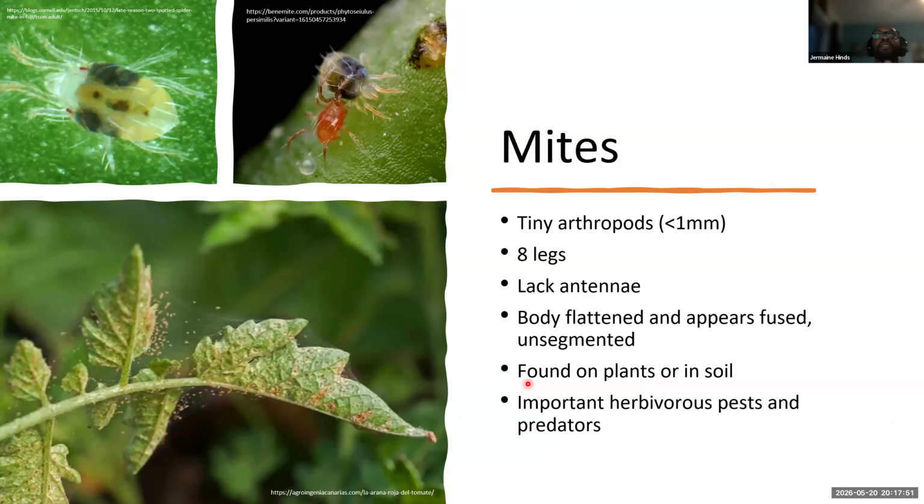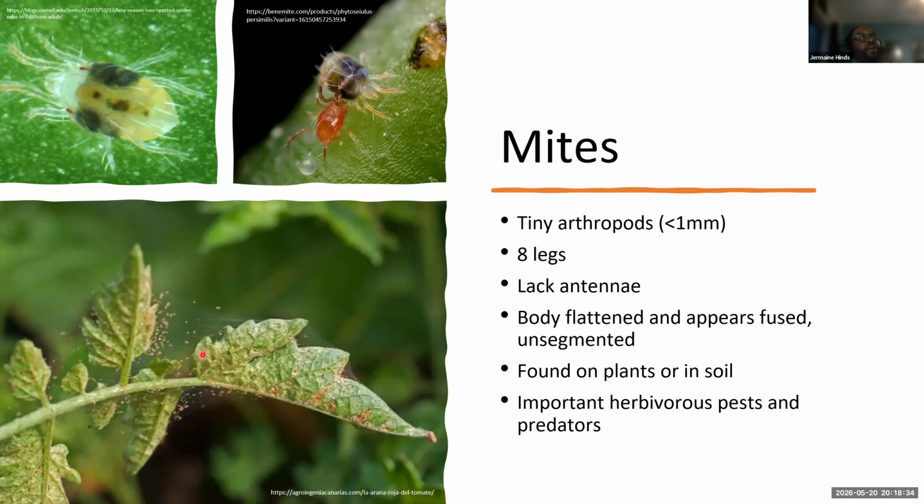Then you have your mites, right? So mites are another big group of arthropods. They're often less than a millimeter in length. Plant-associated mites can be pests or predators. They lack antennae. They have 8 legs. They have usually a flattened body that appears to be fused or one segment. They can be found in plants or in soil, and they're important herbivorous pests. And so, two-spotted spider mites are important greenhouse pests or garden pests. They can web up your plants and really suck them dry.